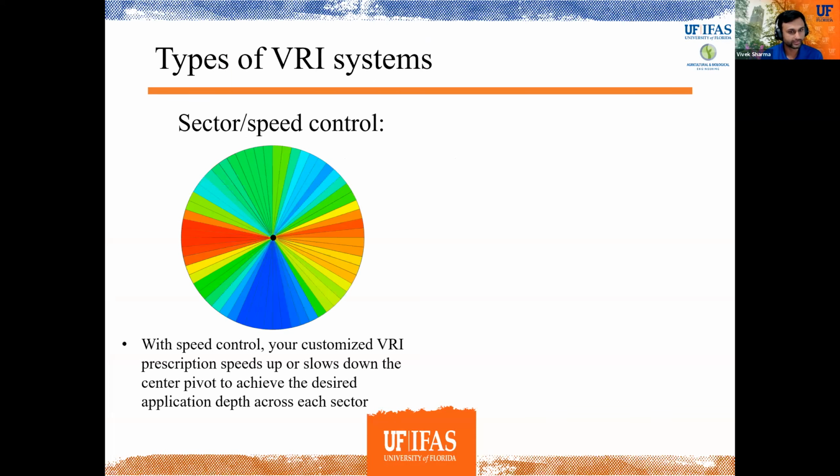The basic idea of this system is to speed up or slow down the pivot so that you can design the application depth. For example, if you slow down the system, it stays for a longer duration at a particular area, applying more water, compared to when you speed up the system, it stays for less time on that area, applying less water.